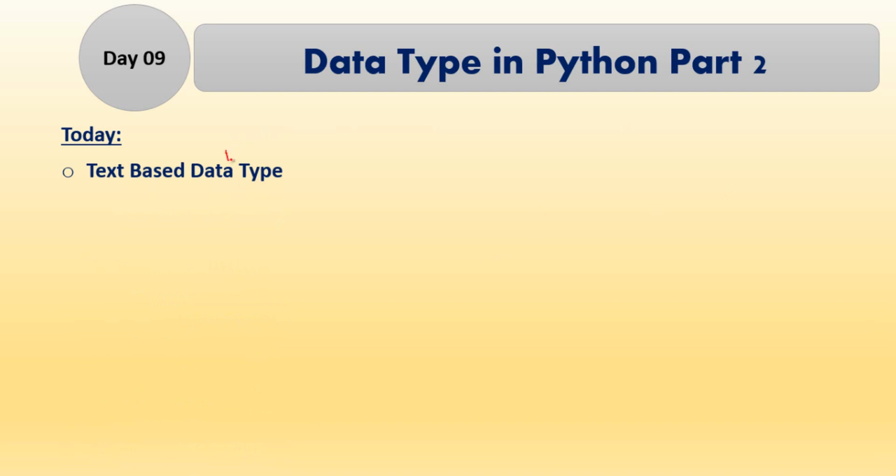Text-based data type. Which data type of Python is used as text-based. Another is which type of data types. There are 3 types of data types in Python that are used as numeric or number.